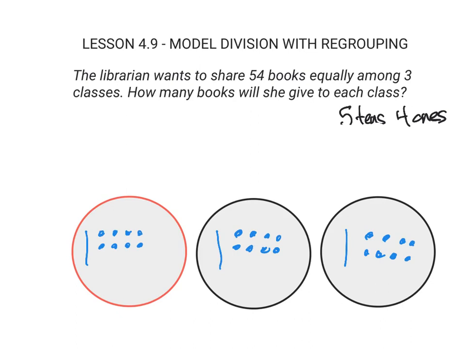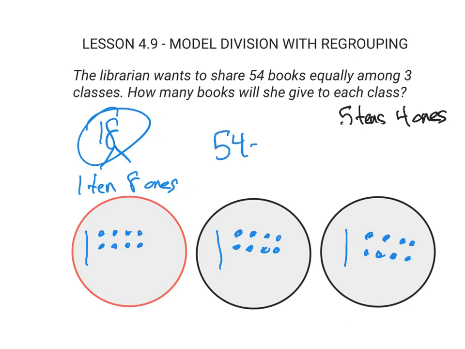So, how many in each one of these classes? How many 10s and how many 1s do we have? All right, so we have, and let's write it as a number, 1 ten and 8 ones. What is 1 ten and 8 ones? Right, that's 18. So, the librarian will give how many books to each class? 18 books to each class, which is our answer. 54 divided by 3 equals 18.